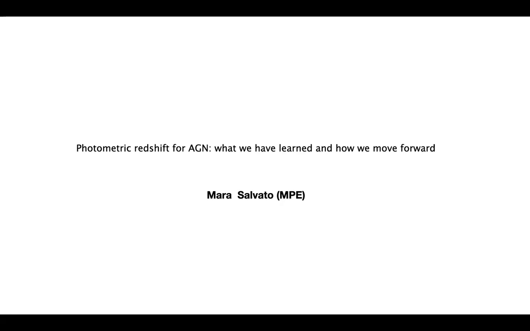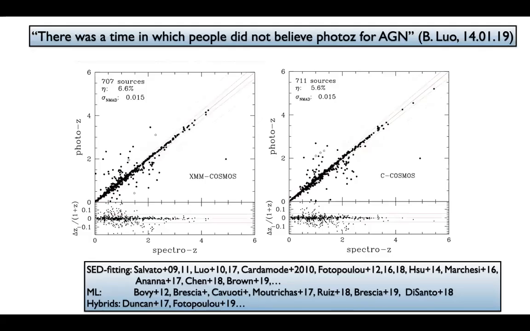Let's start the talk. I like to start with this sentence from Bin Luo about a year and a half ago, where he said there was a time in which people did not believe photometric redshift for AGNs. We have demonstrated that actually they can be reliable. We have learned a lot in the last 10 years.